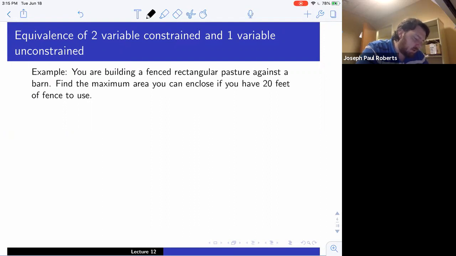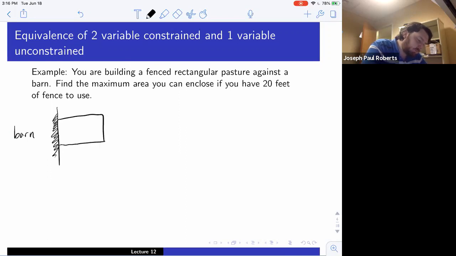One of the problems you did in Calc 1 was maybe something like this. You're building a fenced rectangular pasture against a barn. So we've got our barn over here, or I guess the wall of the barn. And we want to find the maximum area we can enclose if we have 20 feet of fence. The idea here is you would start drawing your variables. Let's say our rectangle fence area has dimensions x and y. And so we want to maximize area. The area of this rectangle is just going to be xy, right?